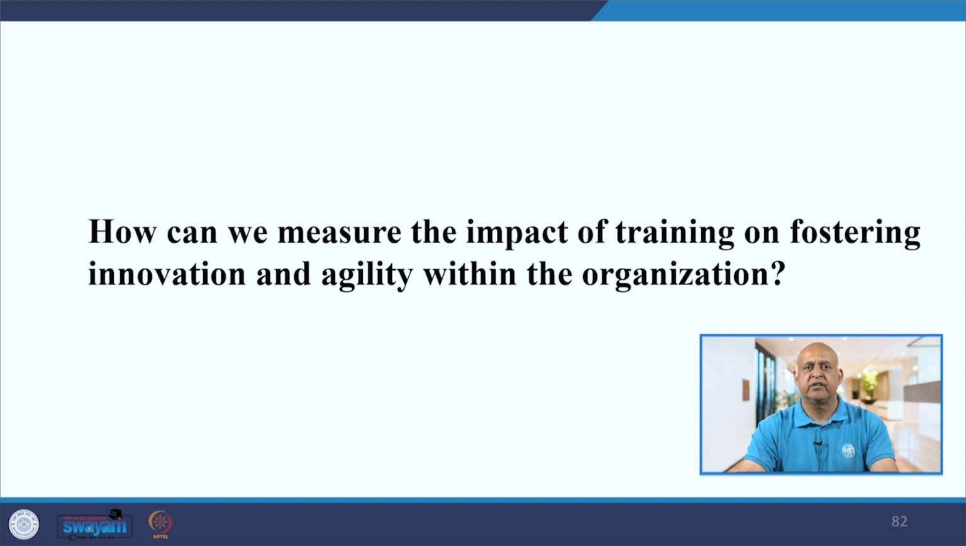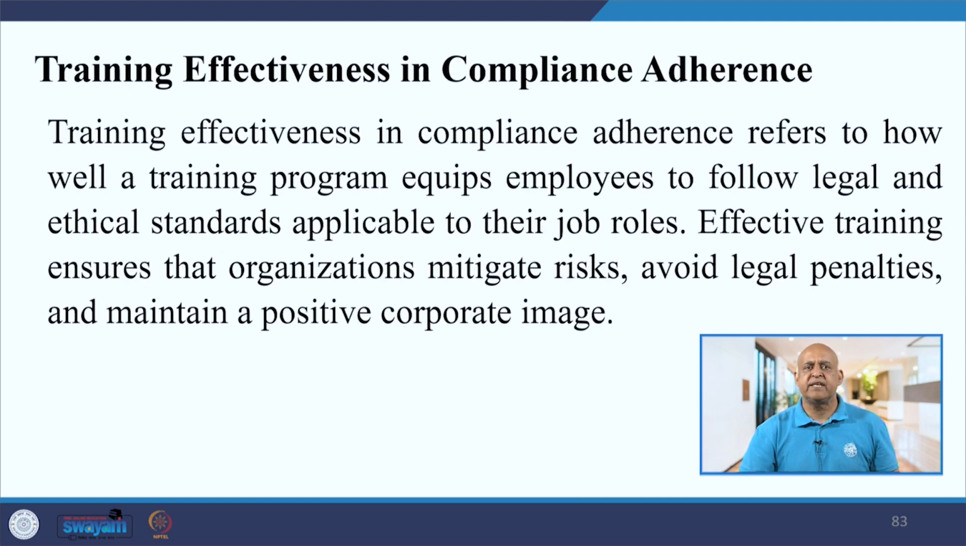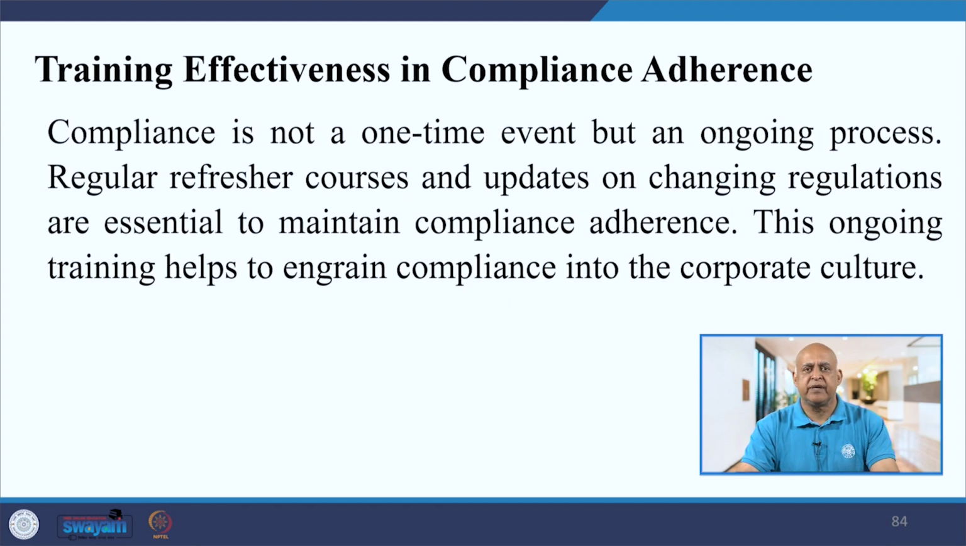within the organization. Now, training effectiveness in compliance adherence refers to how well a training program equips employees to follow legal and ethical standards applicable to their job roles. Effective training ensures that the organization mitigates risk, avoids legal penalties and maintains a positive corporate image. Compliance is not a one-time event, but an ongoing process. Regular refresher courses and updates on changing regulations are essential to maintain compliance adherence. This ongoing training helps to embed compliance into the corporate culture.